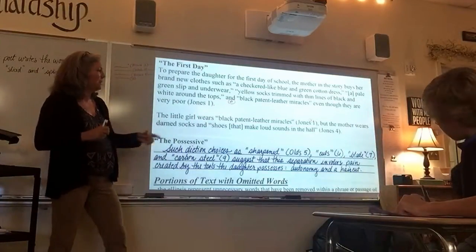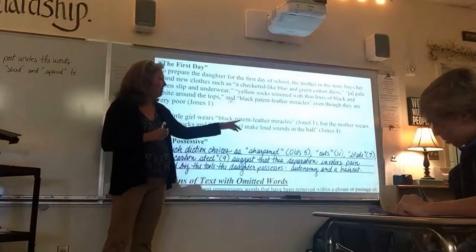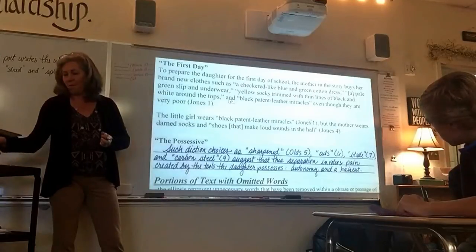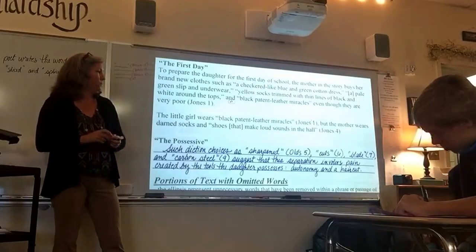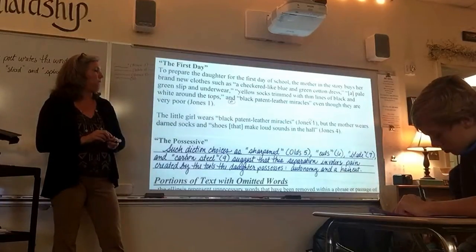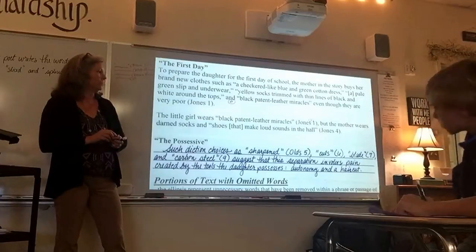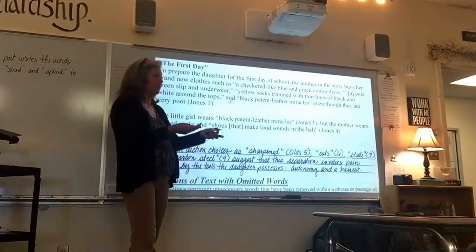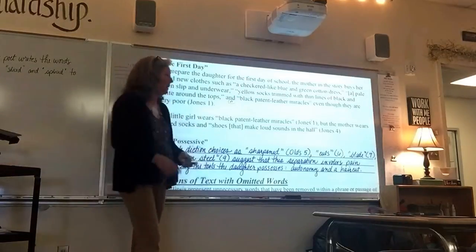Now, someone tell me what Olds 5, 6, 7, and 9 are. Olds is the author. Possessive is the poem. So 5 would be the 5th line, 6 would be the 6th line, and 7 would be, and 9 would be. What do you want? Starburst. Okay.